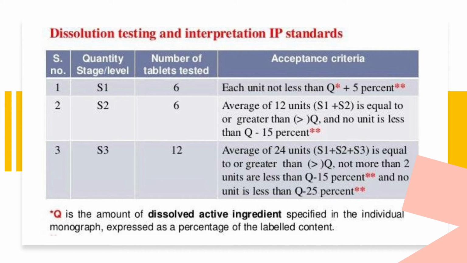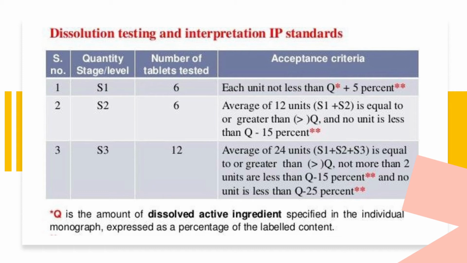In stage 2, again you take the next 6 tablets. Now you have to calculate in terms of stage 1, S1 plus S2. The average of the units should be equal to or greater than Q, where Q is the amount of dissolved active ingredient, and no unit should be less than Q minus 15%. So if all 12 tablets have the dissolved active ingredient labeled drug content greater than Q, it is passing the test. No unit should be permitted less than Q minus 15%.